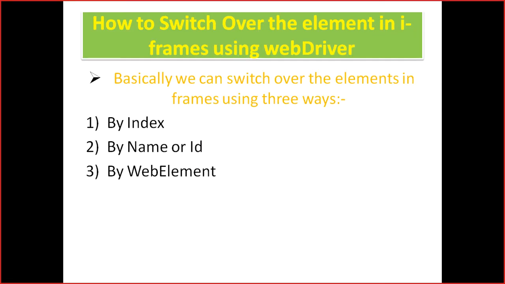So this is one of the steps: how to find the number of frames. If frames are there, then how to switch to the frame? How to switch over to the element in an iframe using WebDriver? Basically we switch to the element using the frame. We can use index, name, or web element. So we have three ways to switch to the frame: by using the index, by using the name or id.